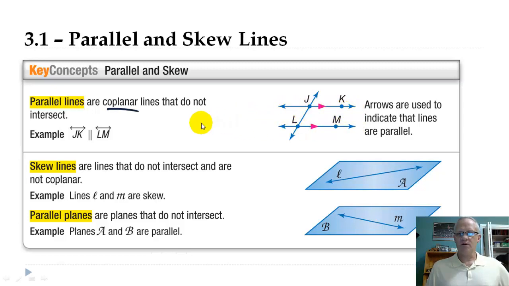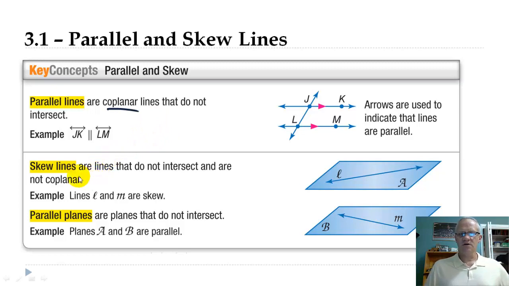JK and LM are parallel lines, and again, I don't think we've hit it yet this year, but when you draw two lines up and down like this, this is the symbol for parallel. So line JK is parallel to line LM. Remember, our perpendicular symbol was kind of an upside down T. So two lines straight up and down mean parallel. Okay, so parallel lines, not too bad.